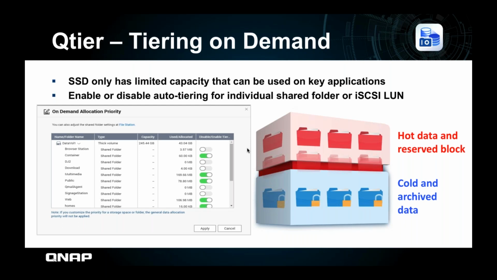So with Q-tier, you have the option of choosing what folders you want to apply Q-tier to. Maybe one folder has data where performance doesn't matter so much. Maybe you won't apply Q-tier to that folder. Then you can just focus on the folders where you really care about performance. So you can choose Q-tier on or off for any folder.